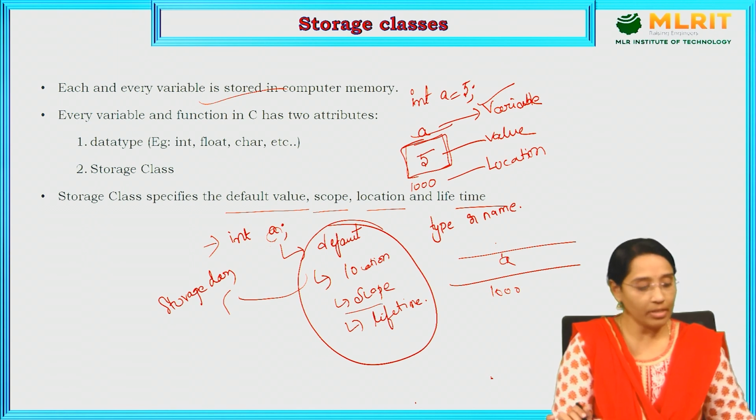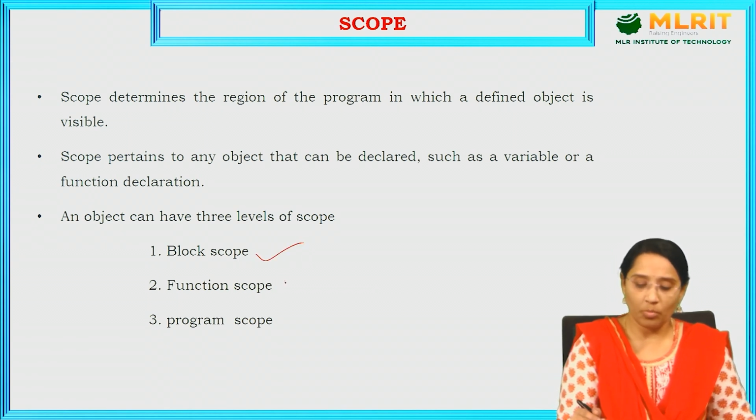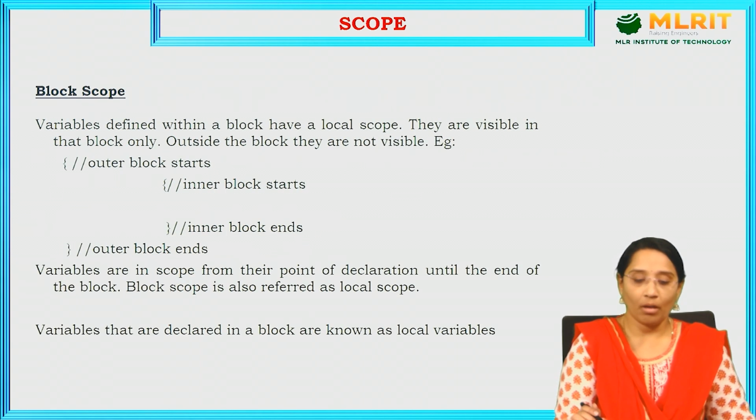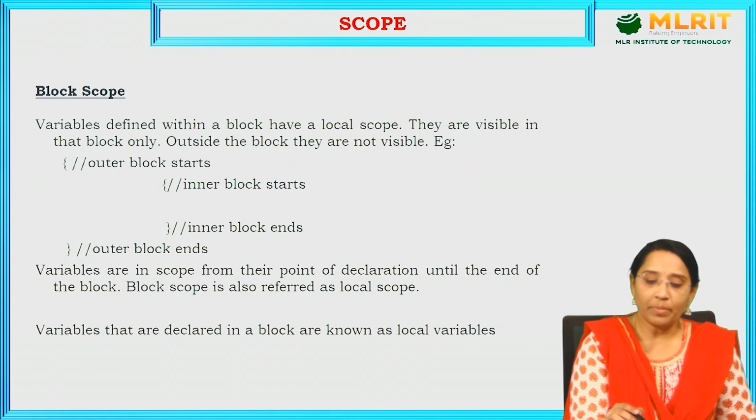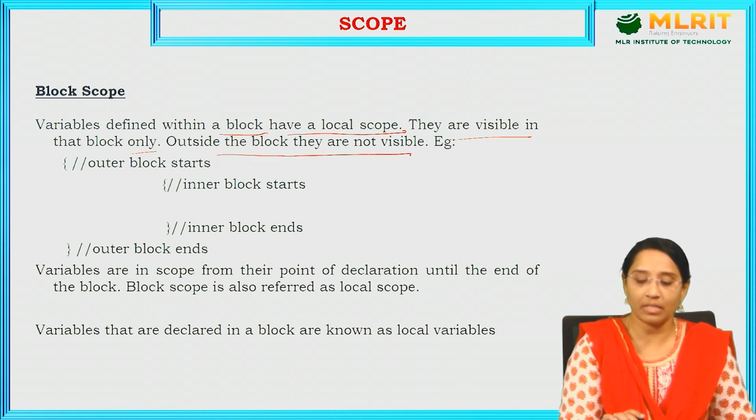When it comes to the concept of scope, scope has three categories: block scope, function scope and program scope. What is meant by block scope? What is function scope? What is program scope? Variables defined within a block have a local scope. They are visible in that block only. Outside the block, they are not visible.